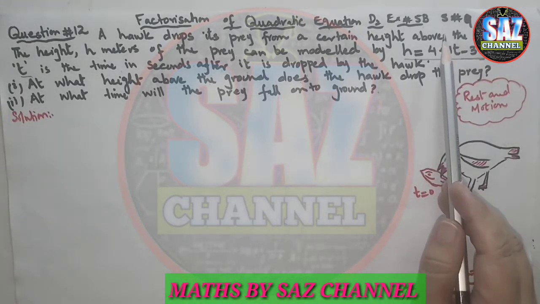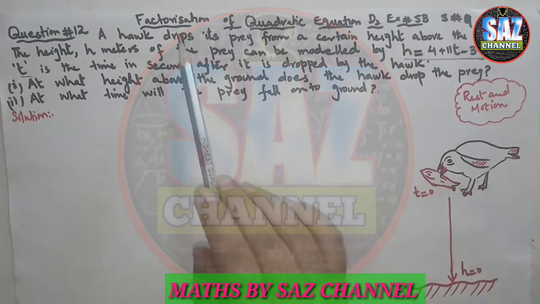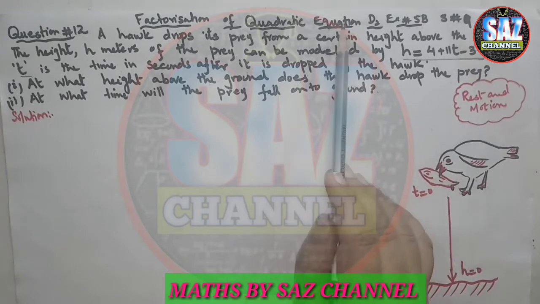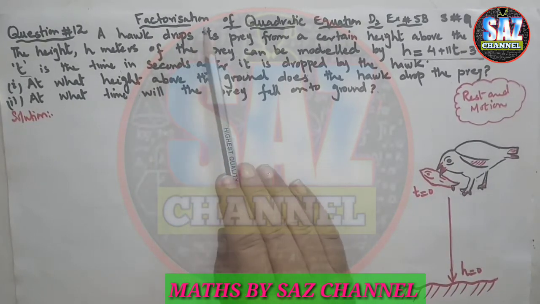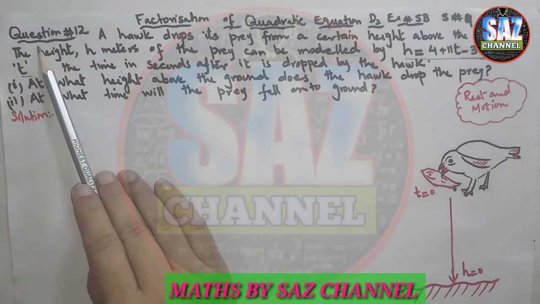This is my ninth lesson of D2 chapter number 5 exercise 5B, that is about the factorization of quadratic equation. In this lesson we will learn the practical application of quadratic equation. We'll solve question number 12. Let's read the question first.